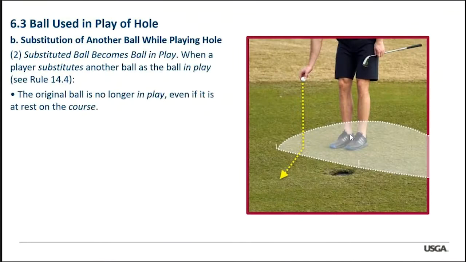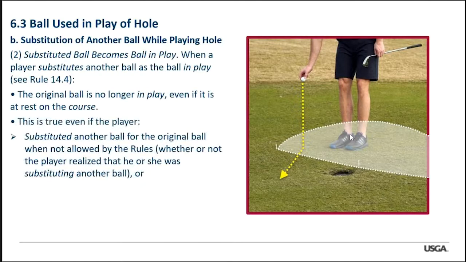When we're replacing a ball, when does the ball become in play? When those fingers get off the ball. Okay? The original ball is no longer in play, even if it is at rest on the course. So if you have substituted a ball, that original ball is no longer a ball that you can use without penalty. It is no longer the ball in play. If you hit it, you got a wrong ball situation, even though it is your ball.